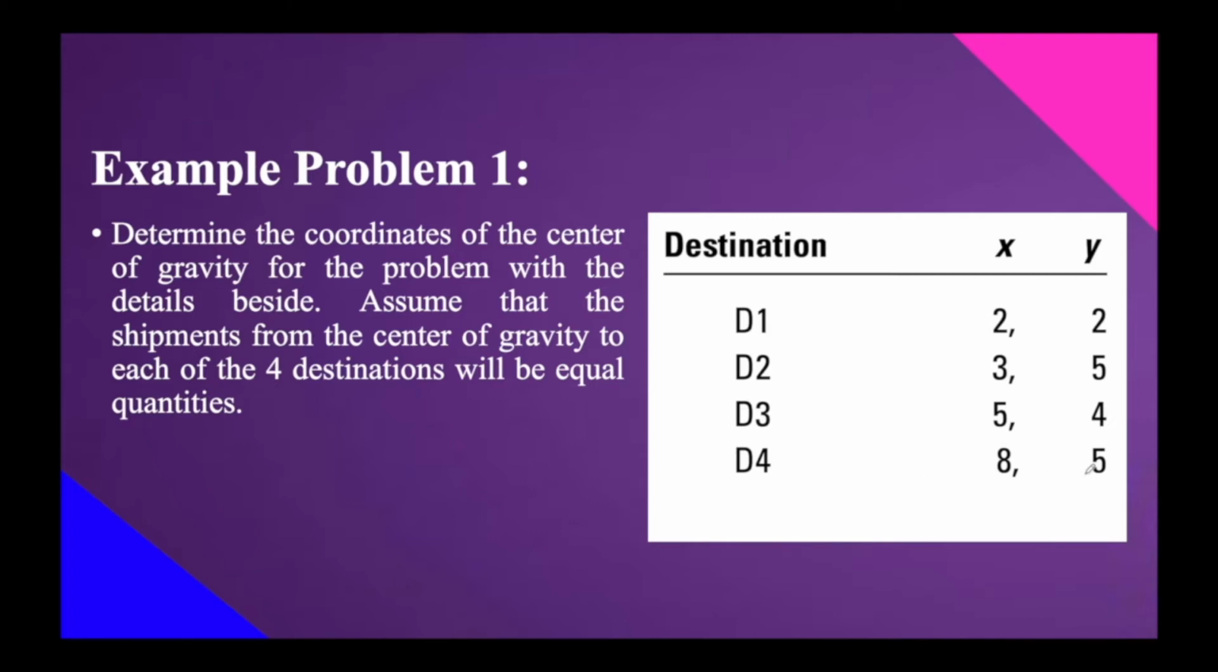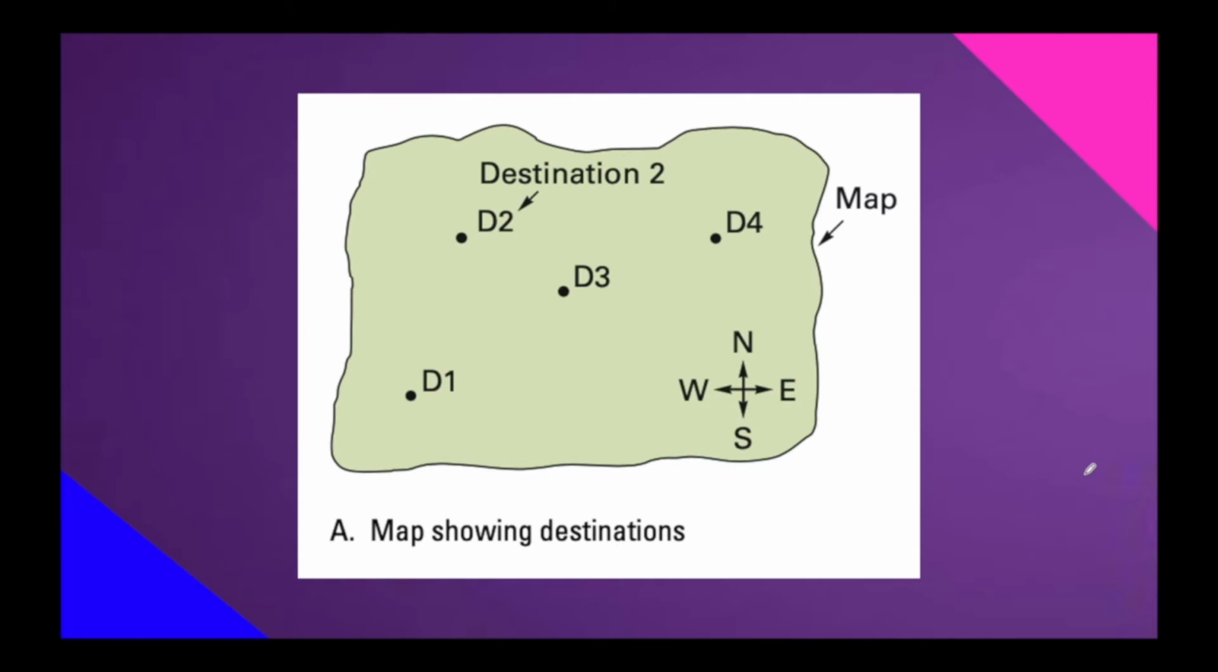So, let's have some illustration. Actually, this is how it looks, the map showing the destinations. We don't have a specific place here that we are talking about. But from a general perspective, this is how it looks. D1 here, D2 here, D3 here, and D4 here. So, the question is, where should we put our new location, our distribution center.